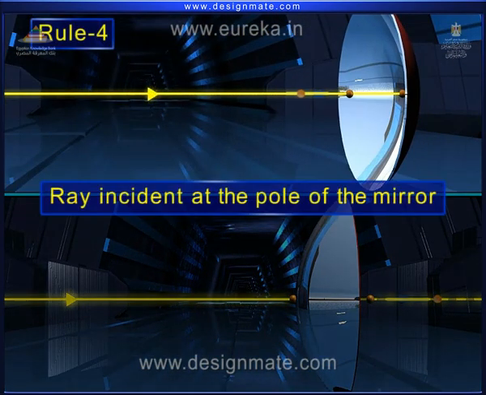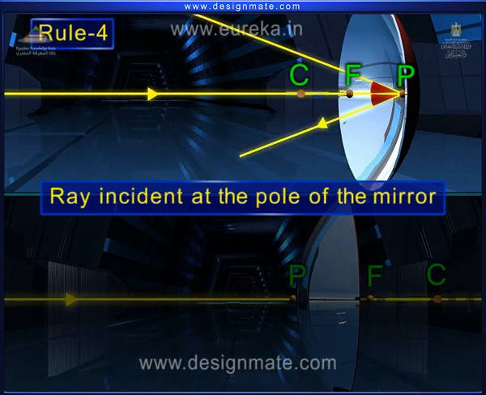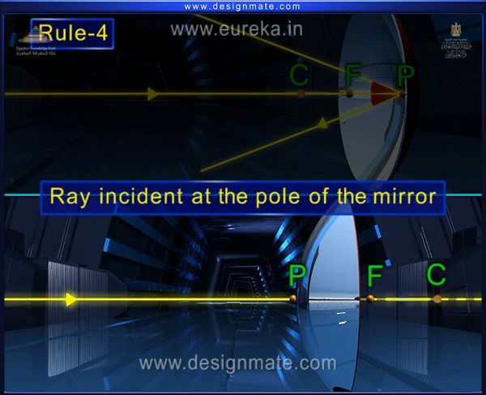4. A ray of light which is incident at the pole P of the concave mirror, making an angle with its principal axis, gets reflected by the same angle in accordance with the laws of reflection. Similar is the case with a convex mirror also.